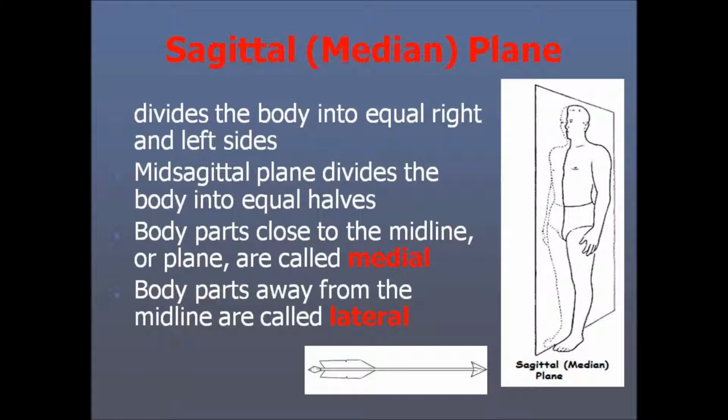The sagittal median plane divides the body into equal right and left sides. The sagittal plane divides the body into equal halves. Those body parts close to the midline or plane are called medial, while those body parts away from the midline are called lateral.